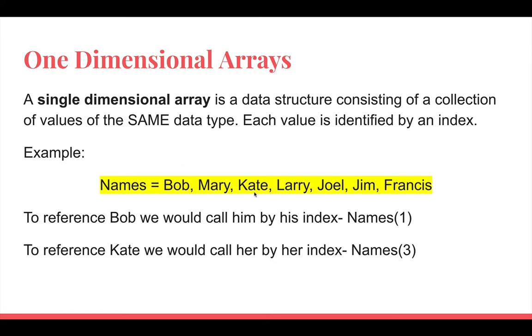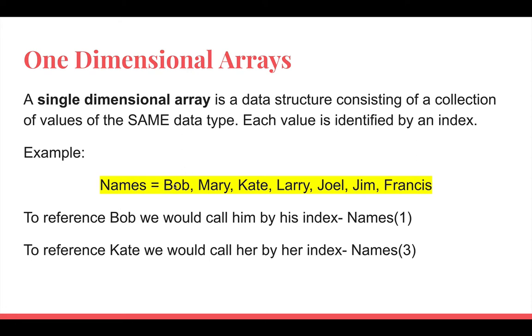Okay, and now we have a new subject-specific term. Okay, Kate is actually the third index. Each value is identified by this new concept, which is called an index. Kind of like a book index would tell you what page number. An index says this is the position in which this is located. So rather than just simply saying print names, which would give me all of these, if I only wanted to print one or to reference one, I would call it by its index.